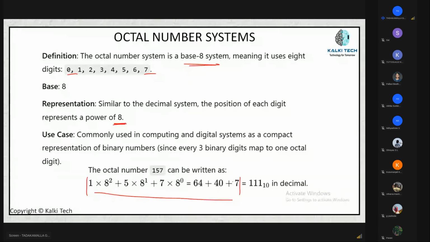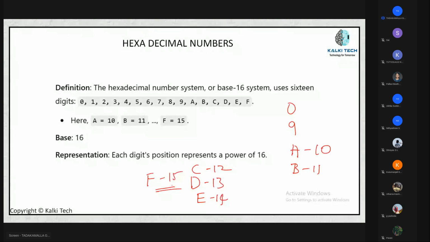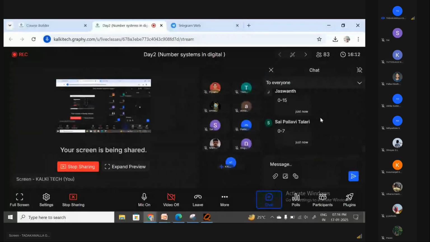Coming to the hexadecimal number system, it has digits from 0 to 9, and for 10 we are not going to write 10, we are going to write it as A. A is 10, B is 11, C is 12, D is 13, E is 14, and F is 15. So from 0 to 15, that is 0 to F, we have these particular symbols.